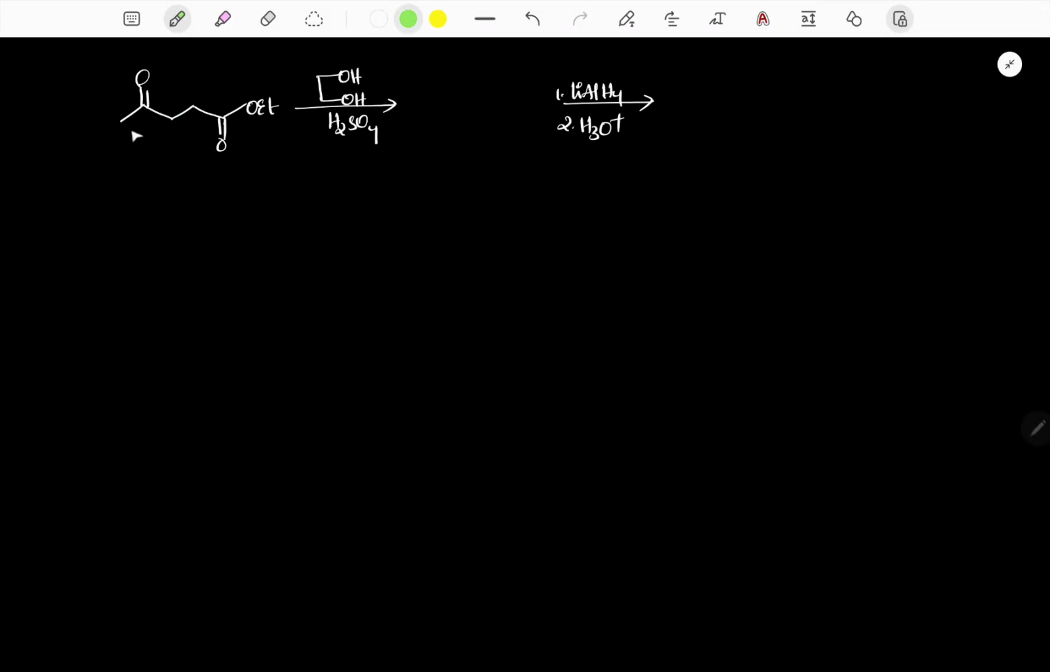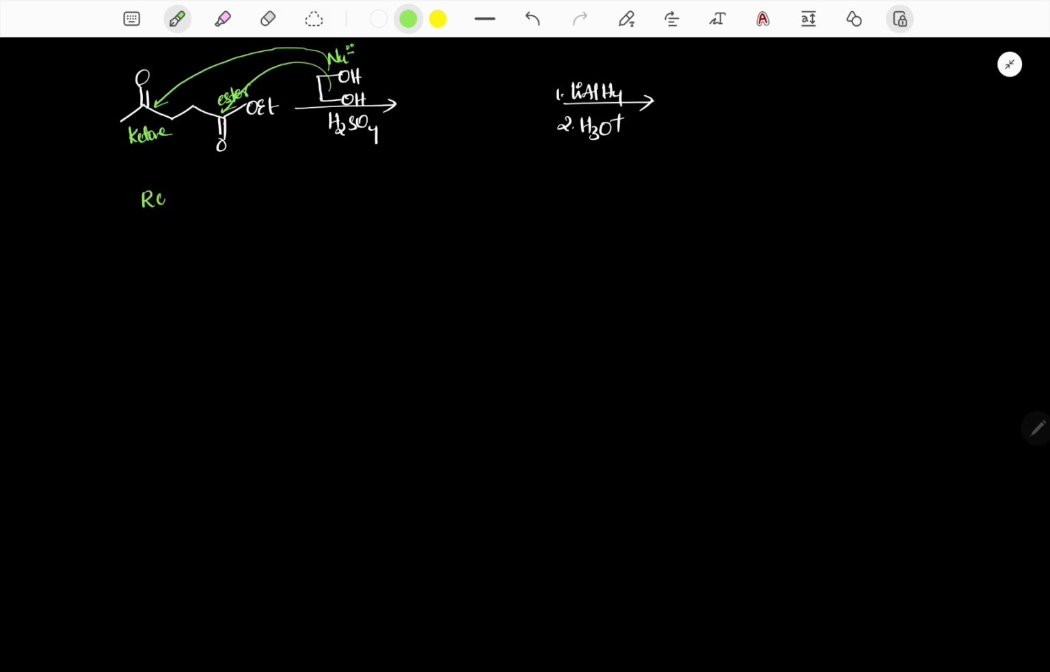The reactant has two functional groups. One is a ketone, one is a carboxylic ester. When it is treated with ethylene glycol, ethylene glycol is a nucleophile. So a nucleophile can react with the ketone, and it can react with the ester.